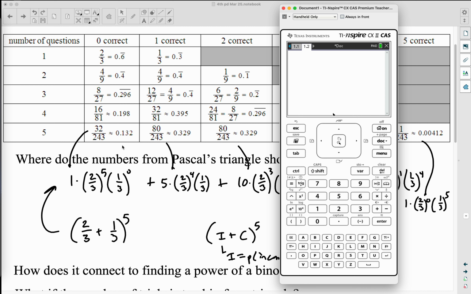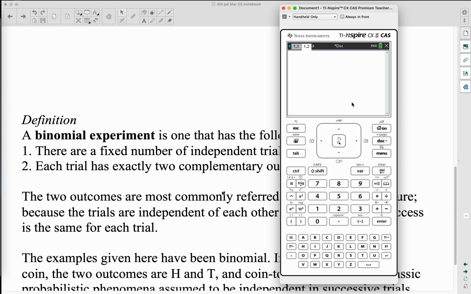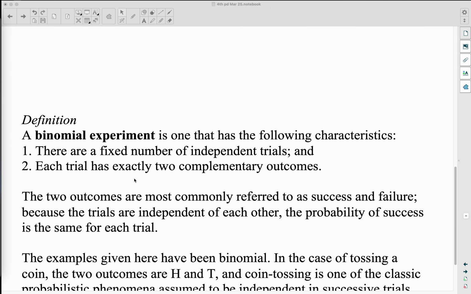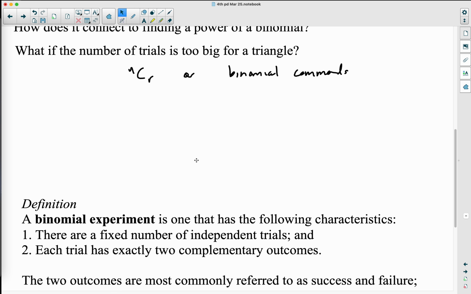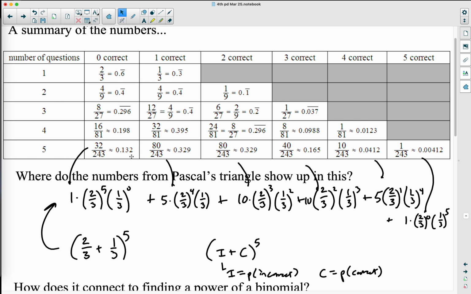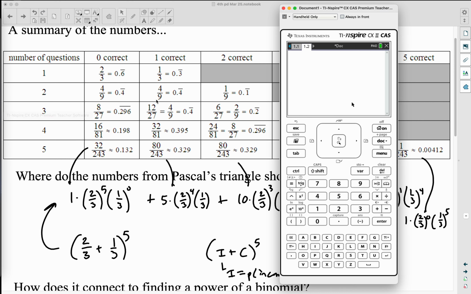Well, this tells me it's 0.132. But on the calculator, this is binomial. There's exactly 2 possible outcomes. You can either be correct or incorrect. Each trial is exactly 2 complementary outcomes, right or wrong, that's it. And there's a fixed number of independent trials. The fixed number is, I know there's going to be 5 questions. And independent means how I do on one doesn't change my chances of doing better on the other. I'm completely clueless.